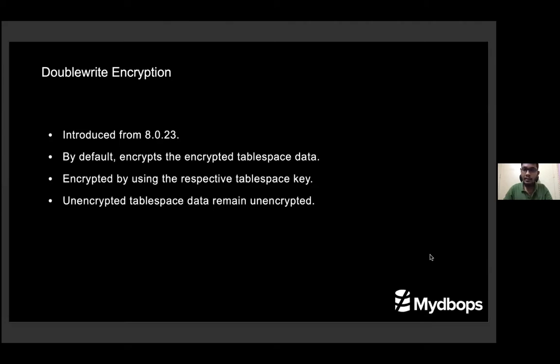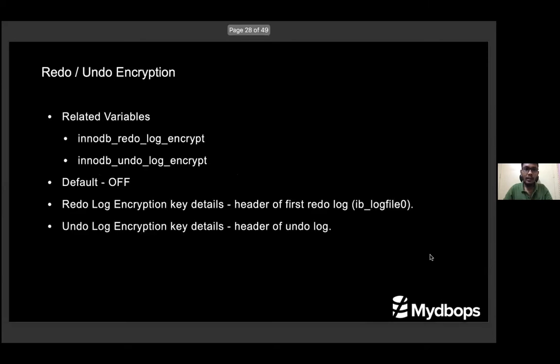And the next thing is the main one, the redo and the undo logs. Here we have variables to control it. By default, it will be in the off state. The two variables are innodb_redo_log_encrypt and innodb_undo_log_encrypt. And if you want to enable it, we can turn it on.